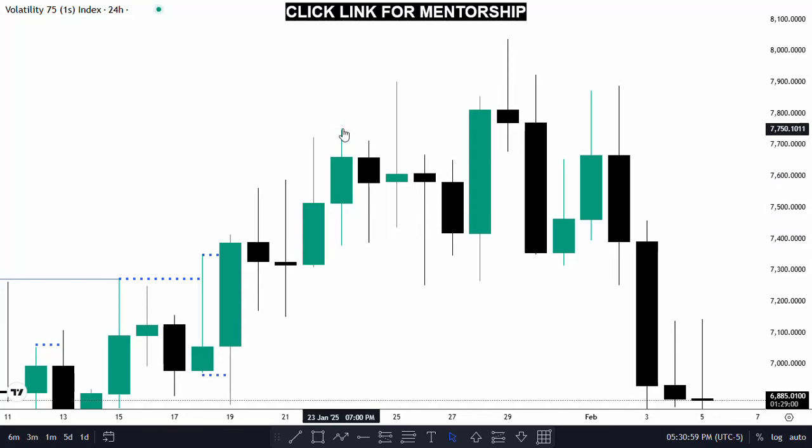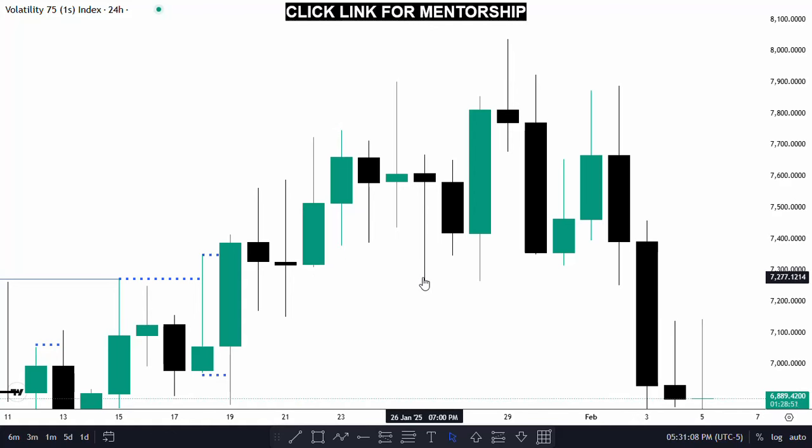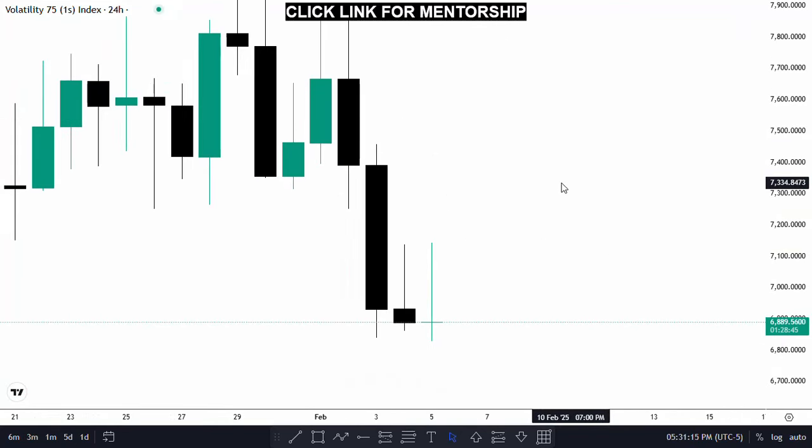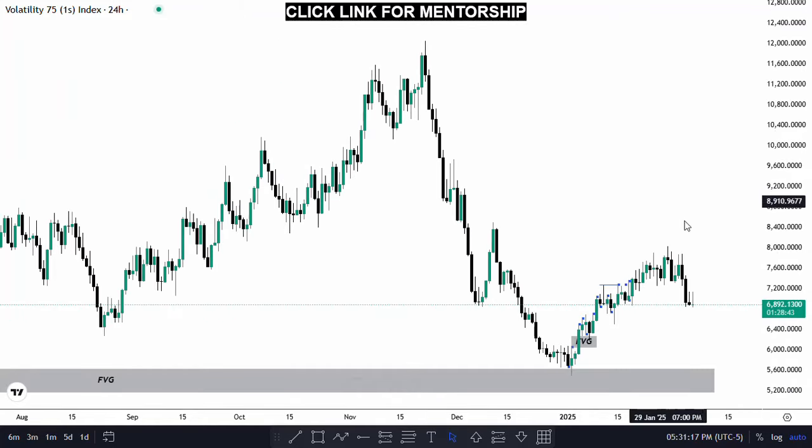Price opened, try to take out that high. If you have a sell setup, this is going to be your target, which was hit all the way down here. Okay, again bullish, just like that. So this is the current market right now.